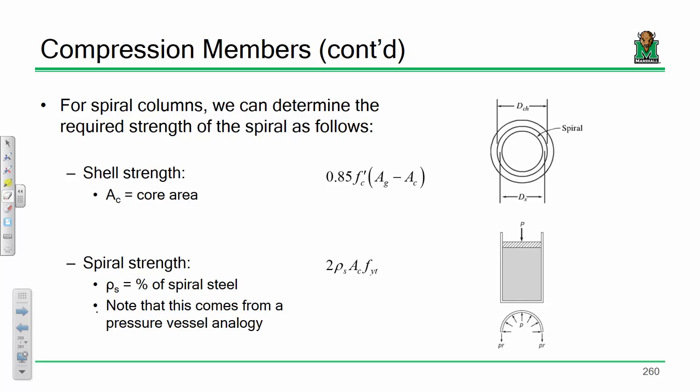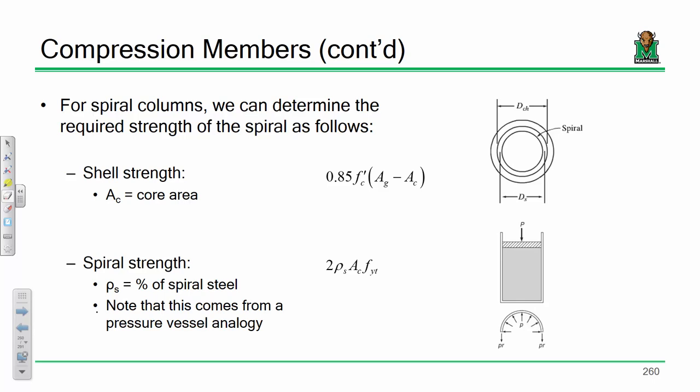It acts like a pressure vessel containing the core of the column, the core being the concrete that's inside the spirally reinforced region. It contains that and you get a little bit of additional capacity. But in order to do that, you obviously have to provide enough spiral reinforcement to make that possible.